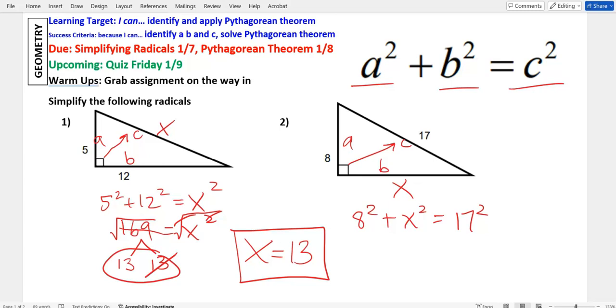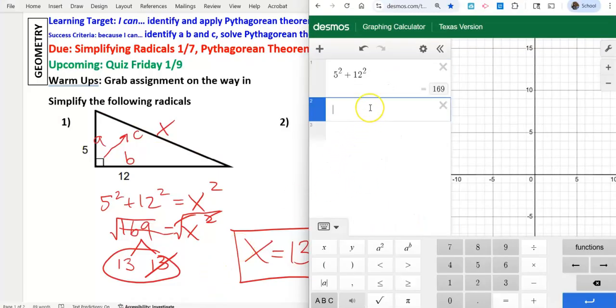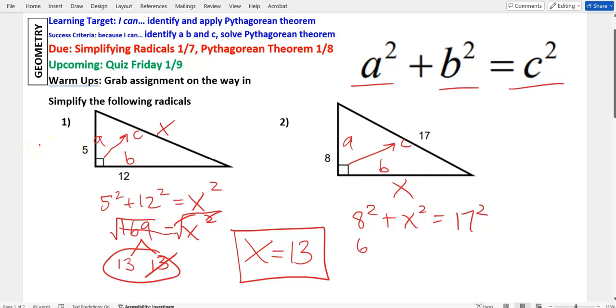Okay, so y'all got to know how to do that. Now, can you square 8? Can you square 17? Can you get off your phone? Many questions. All right, so 8 squared, and then 17 squared. So we got 64, 289. 64 plus x squared equals 289.